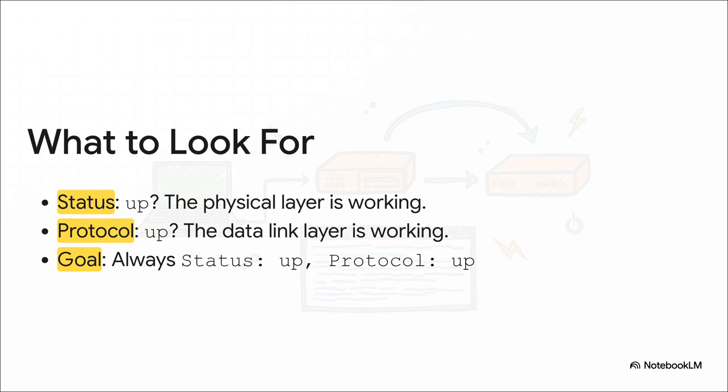Your goal, always, is to see up and up. If you see up/up, you know that connection is physically solid, and the problem is probably somewhere else. But if you see anything else, like down/down or up/down, this command tells you exactly where you need to start looking.